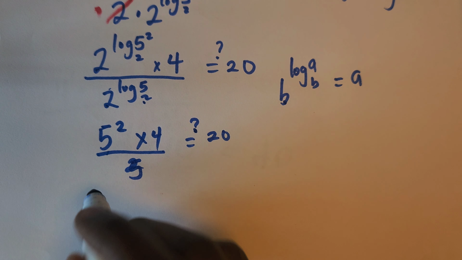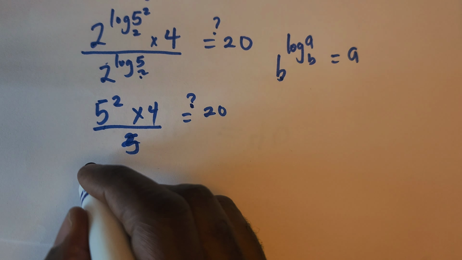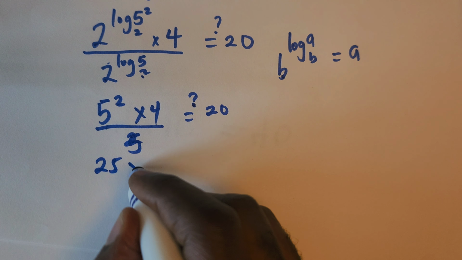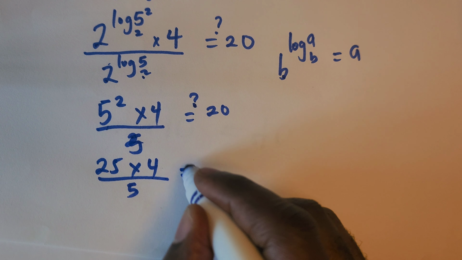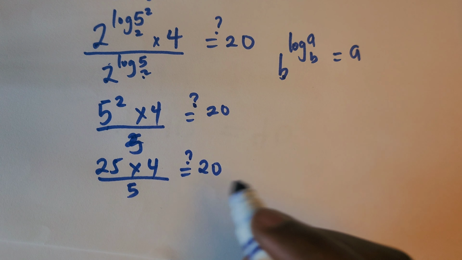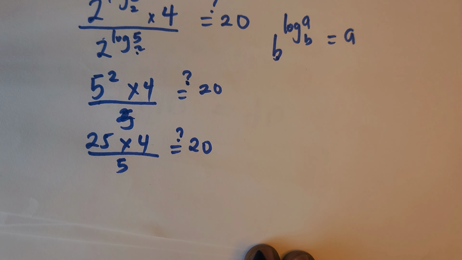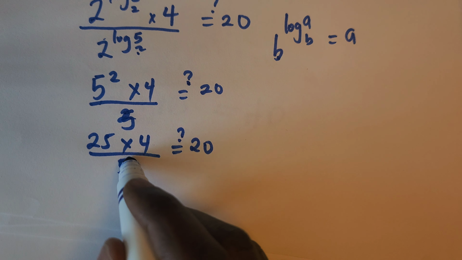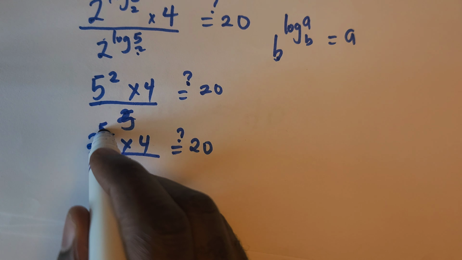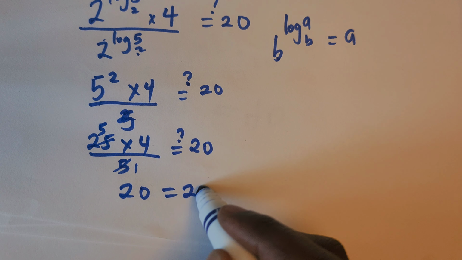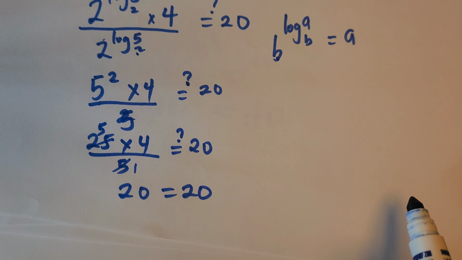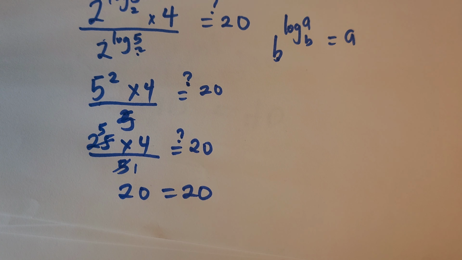So here we have 5 squared, which is 25, times 4 over 5. Here we can verify that 5 over 1, 5 over 5. So 5 times 4 is 20, which shows the left hand side is actually equal to the right hand side. So this is the end of my proof.